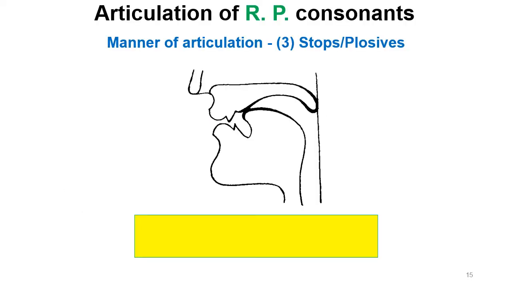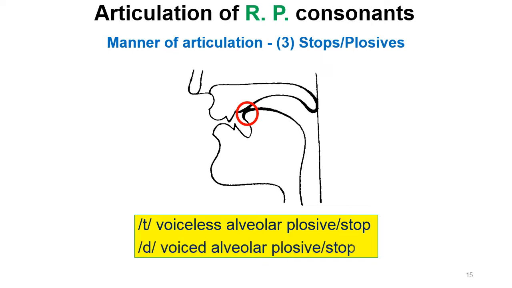When we describe English consonants, we mention voicing, place of articulation, and manner of articulation. So t is a voiceless alveolar plosive or stop, and d is a voiced alveolar plosive or stop.